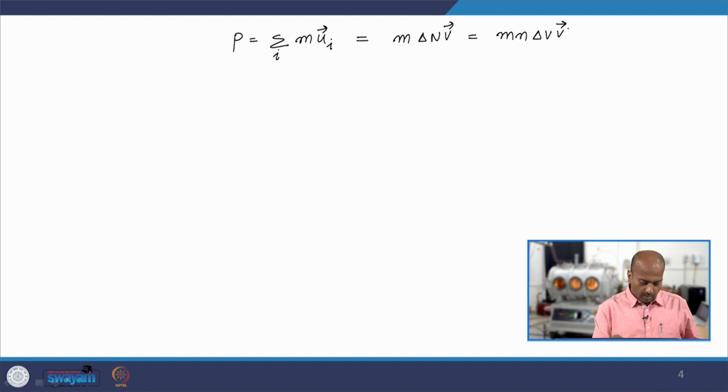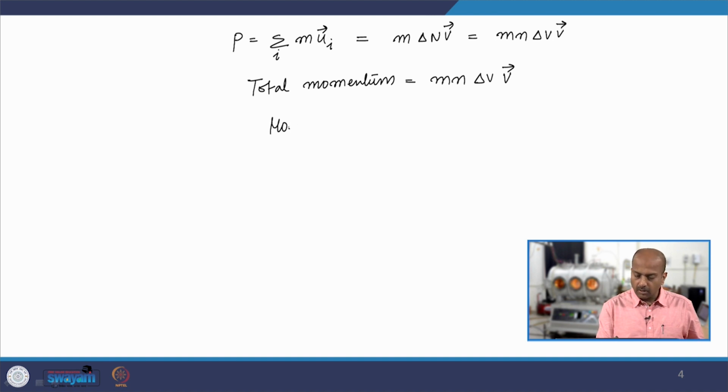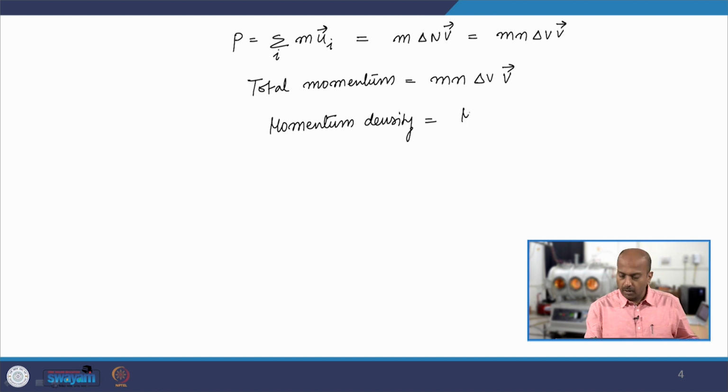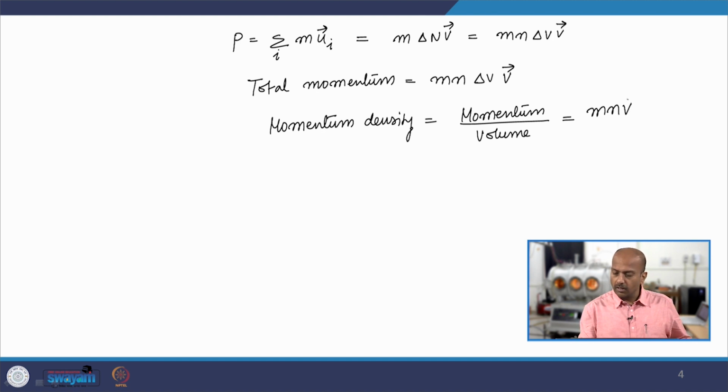Right. So, this is now the momentum, this is the total momentum. So, total momentum is equal to m n delta v v cap. Momentum density, similar to the force density, we can write the momentum density is equal to momentum divided by the volume, which is equal to m n v.